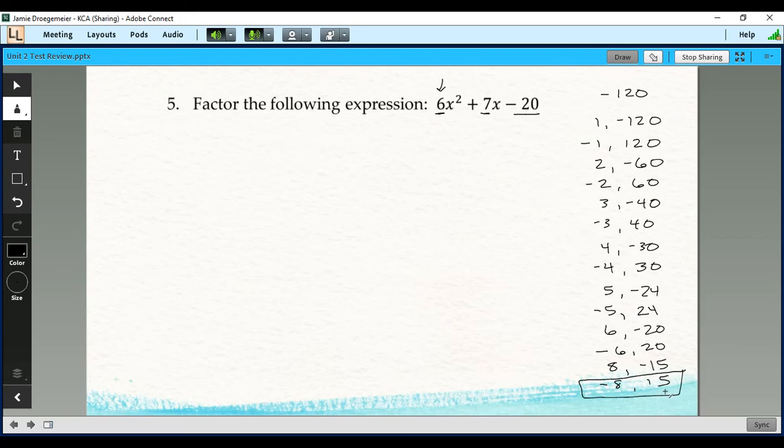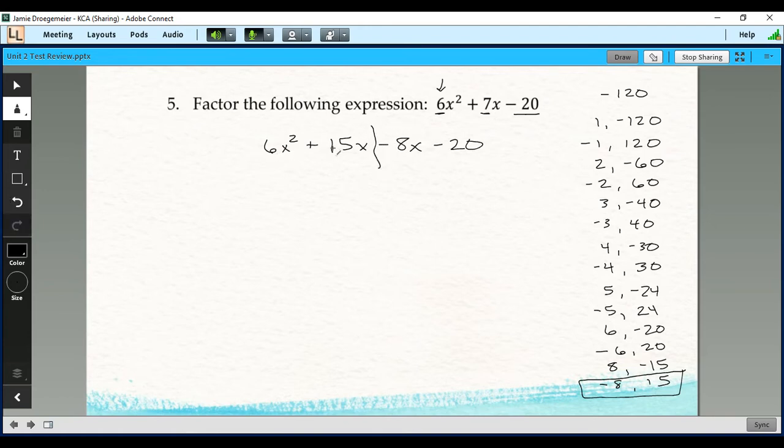in the middle. All right, once I have those two numbers, then I'm going to replace that middle number, or sometimes you'll hear it called split the middle. So I'm going to take that plus 7x and I'm going to rewrite it using these two numbers that I had, and I can choose the order I want to put them in. I'm going to use the plus 15 here, minus 8 here, and then minus 20. And now what we're going to do is factor out a GCF from the first two terms, and then do the same thing for the second two terms.